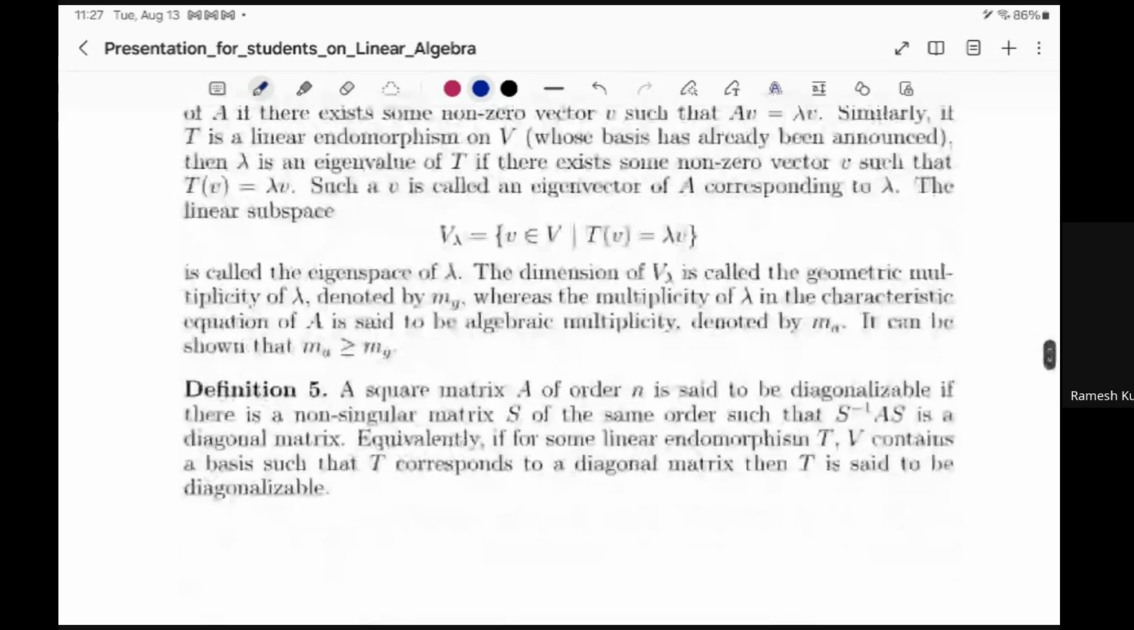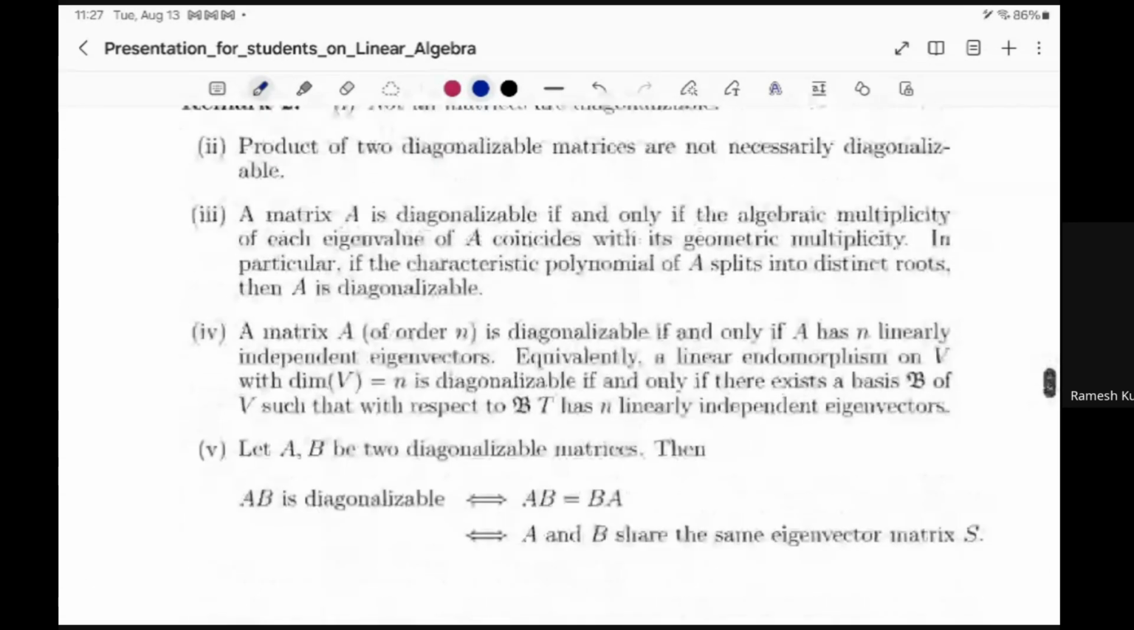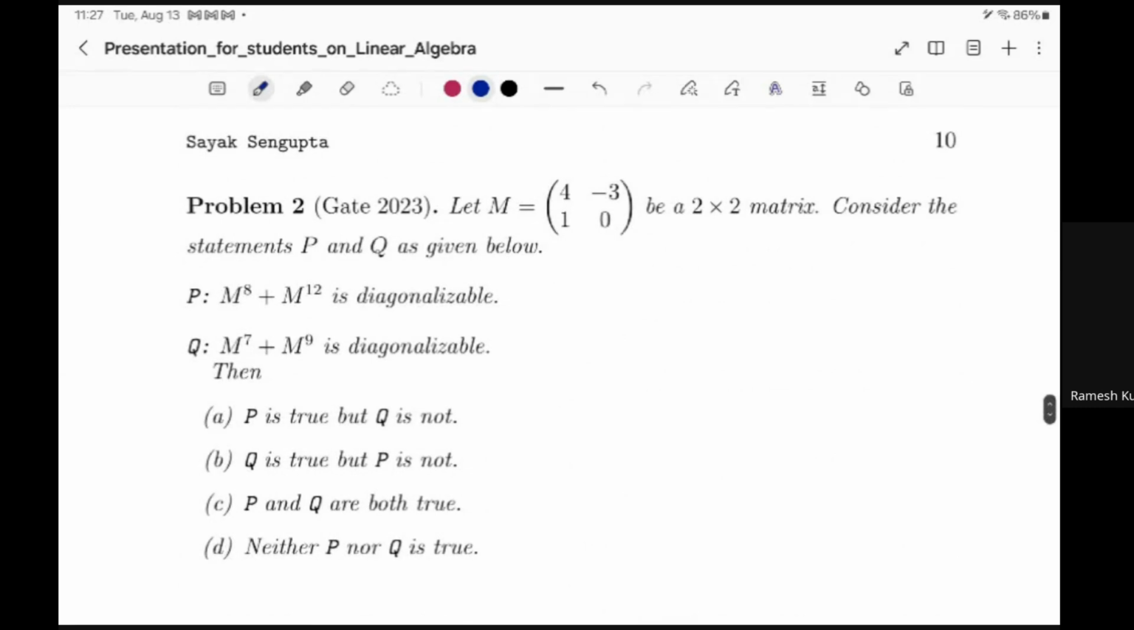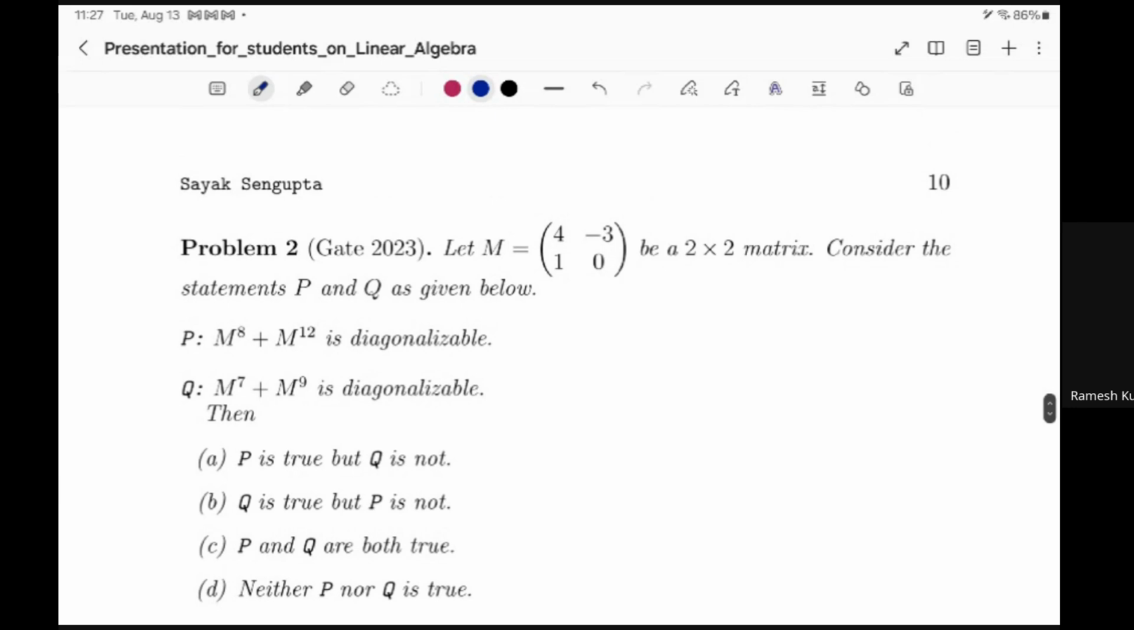The next problem actually talks about something called diagonalization, which is a very important thing in linear algebra. I didn't exactly have a lot of time to look at the GATE problems, but I have seen enough to know that these kinds of problems turn up quite a lot. So that is why I picked it.